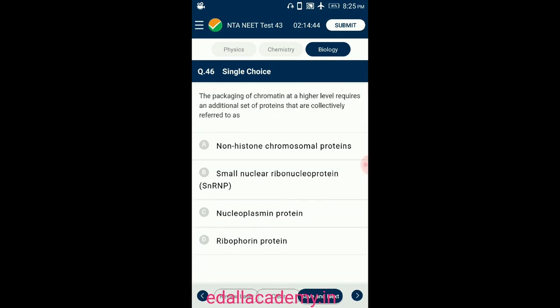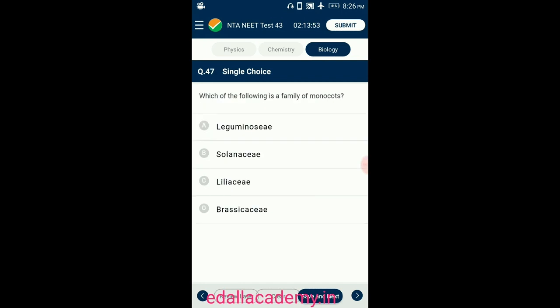Question number 46. The packaging of chromatin at the higher level requires an additional set of proteins, while nucleosomes in chromatin are seen as a beads on string structure when viewed under electron microscope. It is further packaged to form chromatin fibers that are further coiled and condensed at metaphase of cell division to form chromosome. This packaging at higher level requires an additional set of proteins collectively referred to as NHC protein. So the answer for this question is option A. Non-histone chromosomal protein.